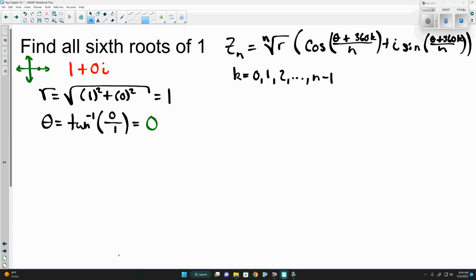And if it does work out that we are on one of the axes, the positive or negative x, positive or negative y, those angles are kind of easy to figure out. We don't really need to use the tangent inverse. So we have these two here. Now, we also know that for us here, we can say n is 6, because we're finding 6 roots, which means k is going to be 0, 1, 2, 3, 4, 5. So we're going to find 6 of them.